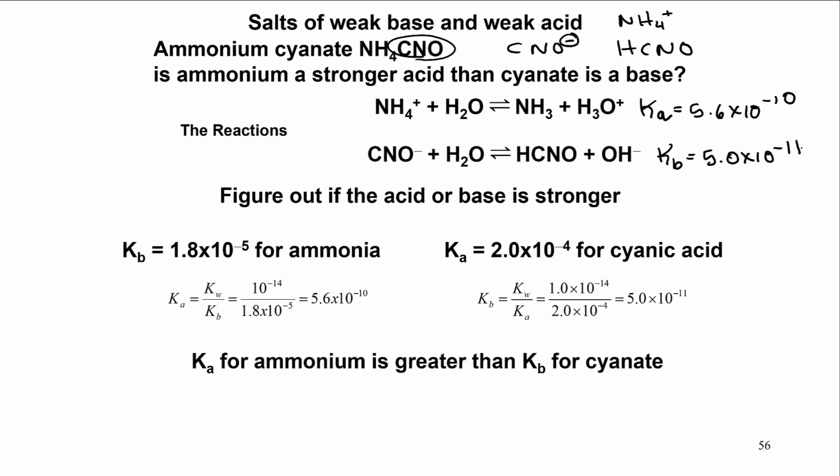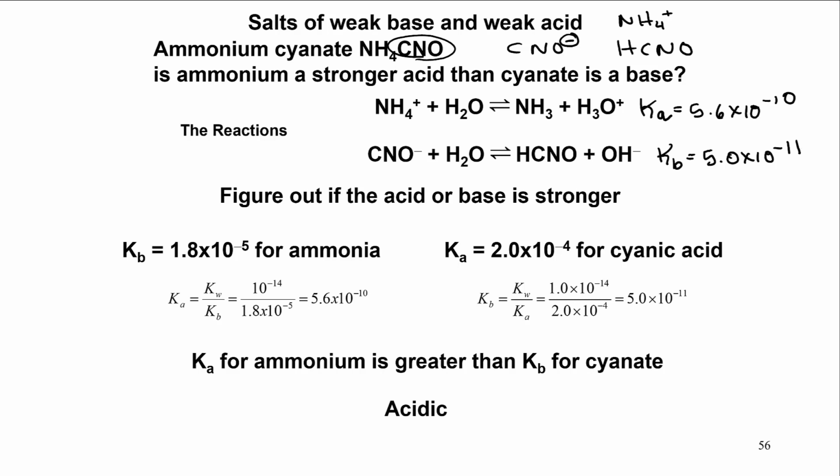And so which one's bigger, right? Ka for ammonium is greater than the Kb for cyanate. Not by a lot, but by an order of magnitude, right? So it's quite a bit in some ways. And that means the solution will be acidic because the acidic reaction dominates.